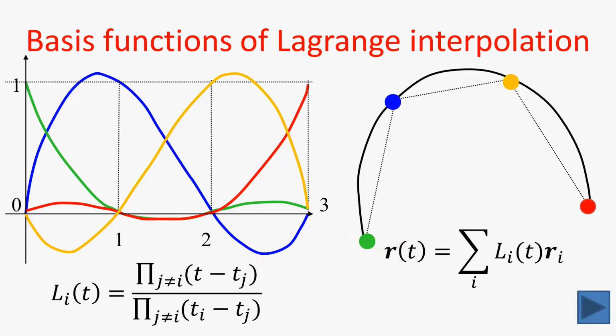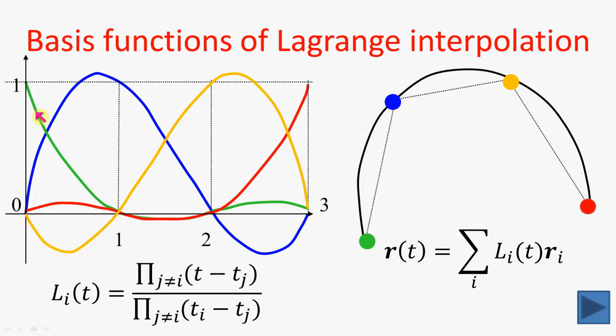For t equals 0, the Lagrange interpolation curve will interpolate the first control point. Let's increase t. The contribution of the green control point decreases. The contribution of the blue control point increases. The red control point also has some positive effect, and the yellow control point has a negative effect. So it means that the blue control point will attract this curve the most intensively.